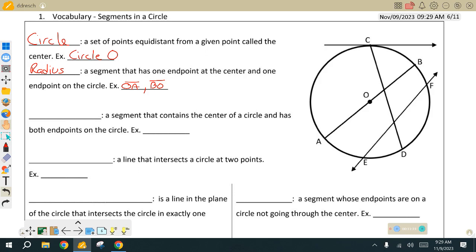How about the next one? A segment that contains the center of a circle and has both endpoints on the circle. That's the diameter, right? So if we extend that radius on to the opposite side of the circle, we create our diameter, like you said. Somebody, give me the name of the diameter.